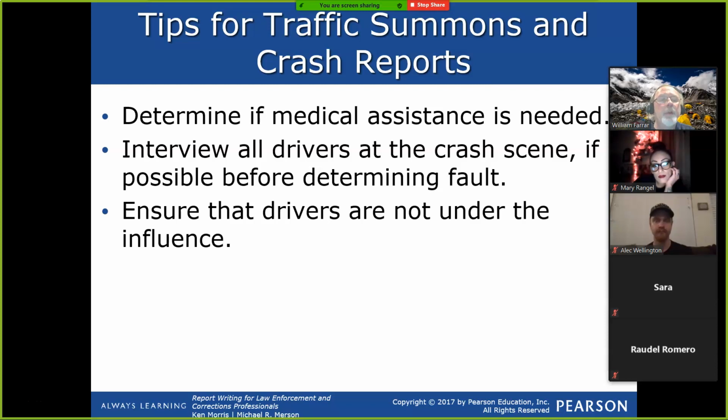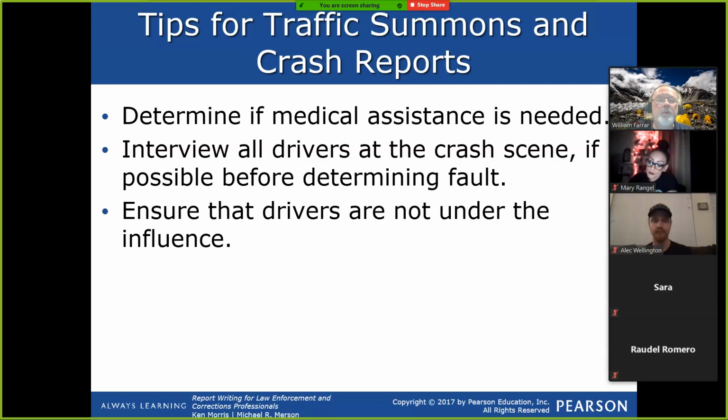Can somebody hurt their neck from getting hit from behind? They can get like a whiplash, or you just don't know. The seatbelt can get kind of snug around their neck. So you're always going to want to ask, do you need any type of medical assistance? And if they say yes, then you call the paramedics. And if they say no, then you're okay.